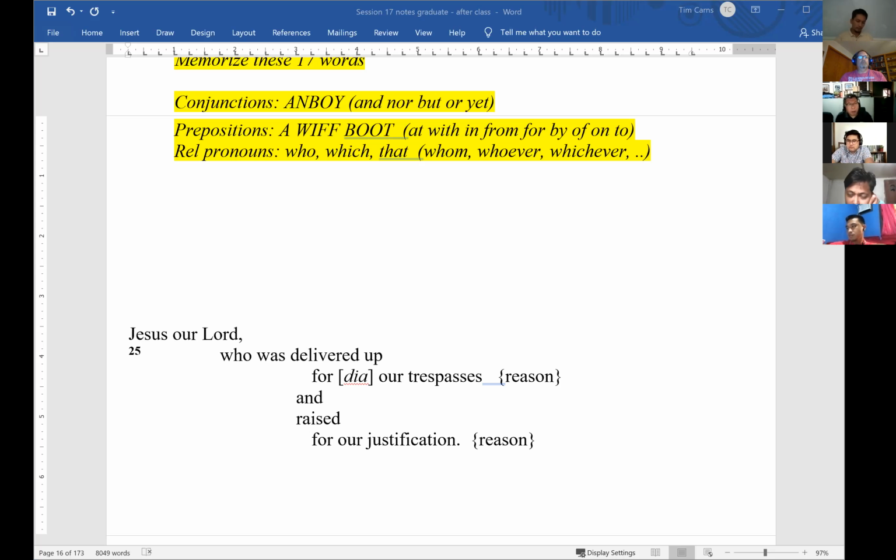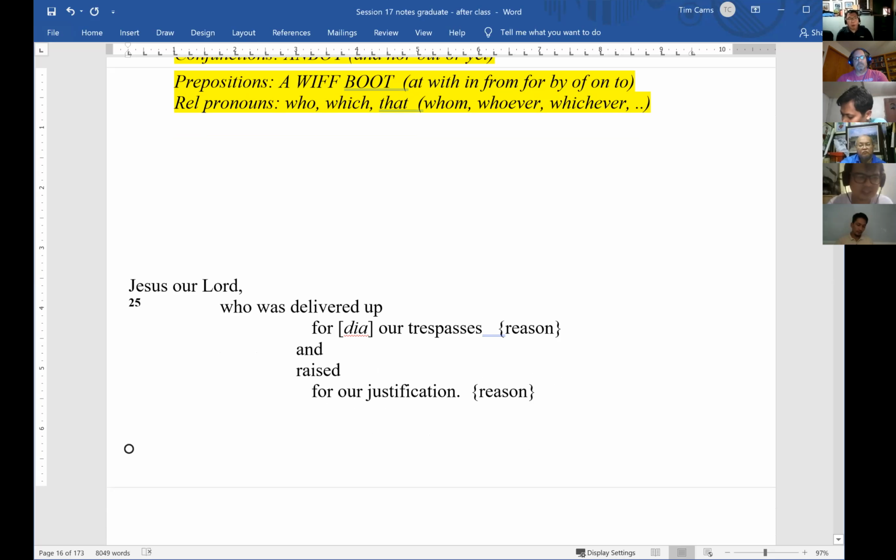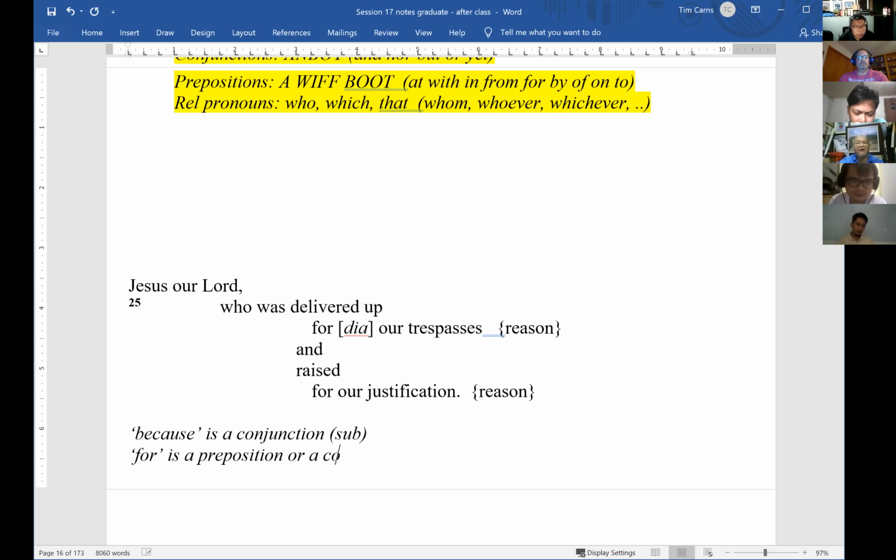Now, notice it says because of. Ah, you know what? That's why it's a prep. Okay. All right, so it becomes a preposition. So because is a conjunction, technically subordinating. For is a preposition or a conjunction, depending on what follows. So here it can be used as a preposition. I think because of is a preposition.